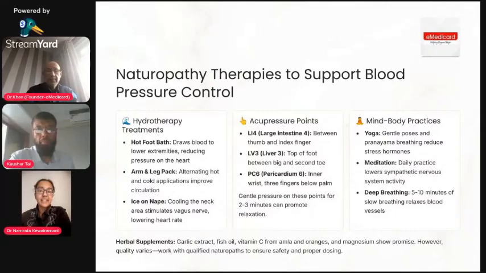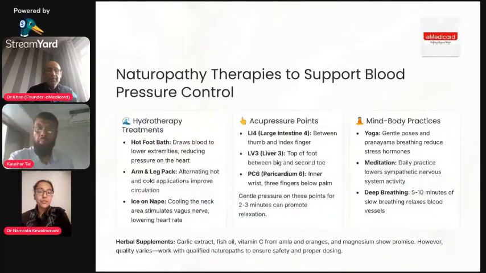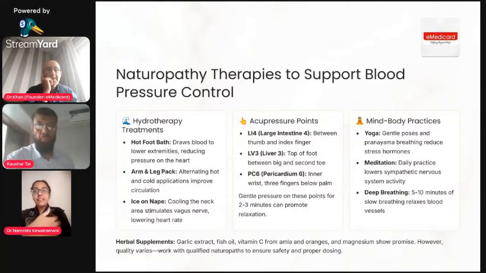When you immerse yourself in hot water, vasodilation takes place, and the overburden from the heart goes down to your lower extremities. And arm and leg packs. The ideology behind hydrotherapy treatments is to lower the burden on the heart. For arm and leg packs, you just wrap your arms and legs with a warm towel soaked in water, and you will see blood directing towards the arms and legs. That will in turn lower the pressure on the heart.